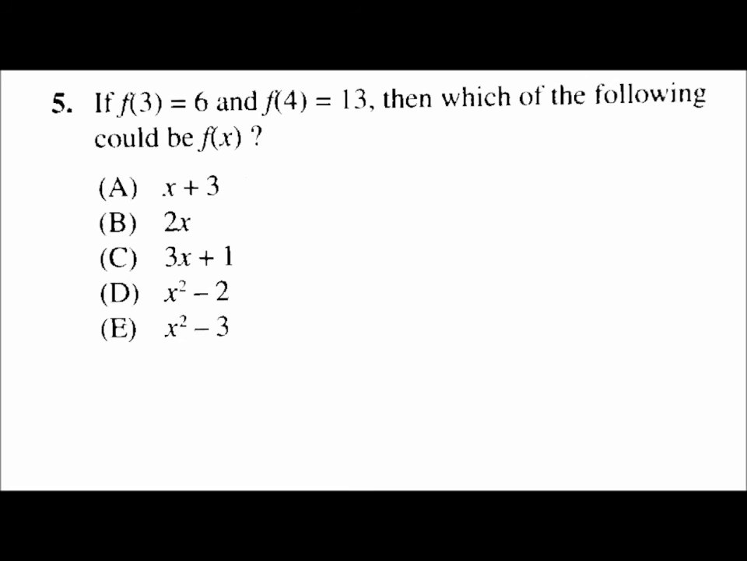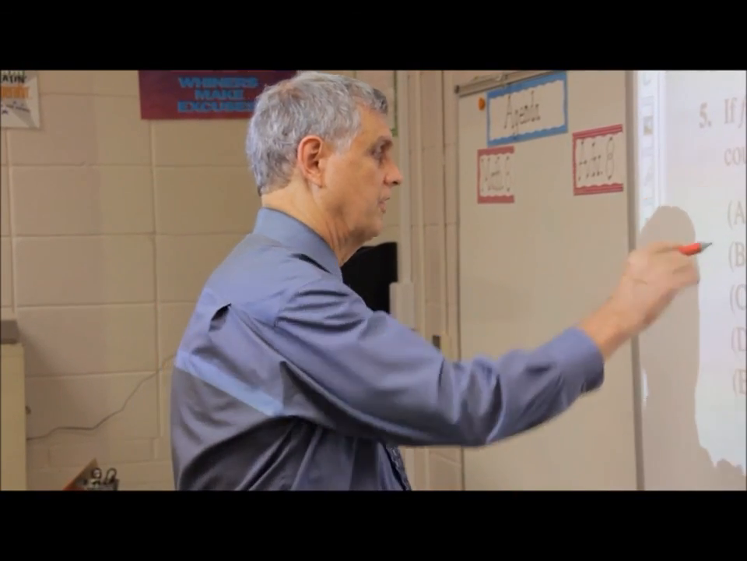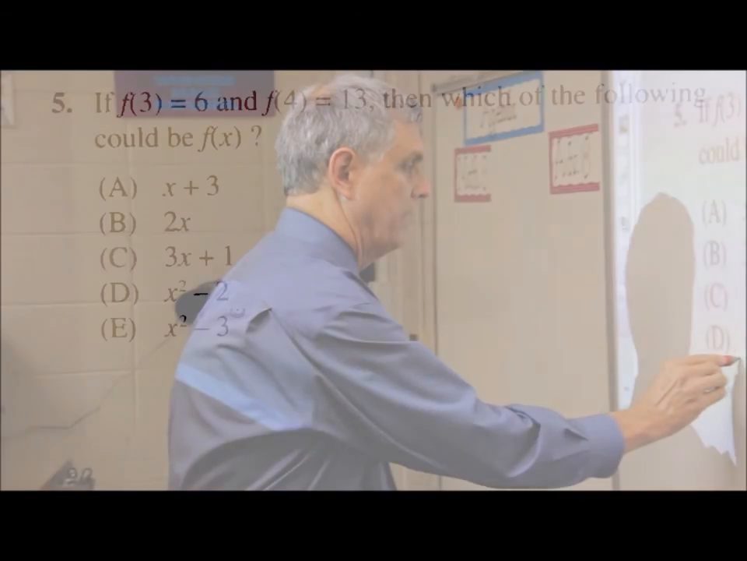On C, we have 3 times 3, which is 9, plus 1 equals 10. That's obviously not 6, so we can go on to the next one. On D, we have 3 times 3, which is 9, minus 2, which is 7, which is obviously not 6. So by a process of elimination, we know it has to be this one.